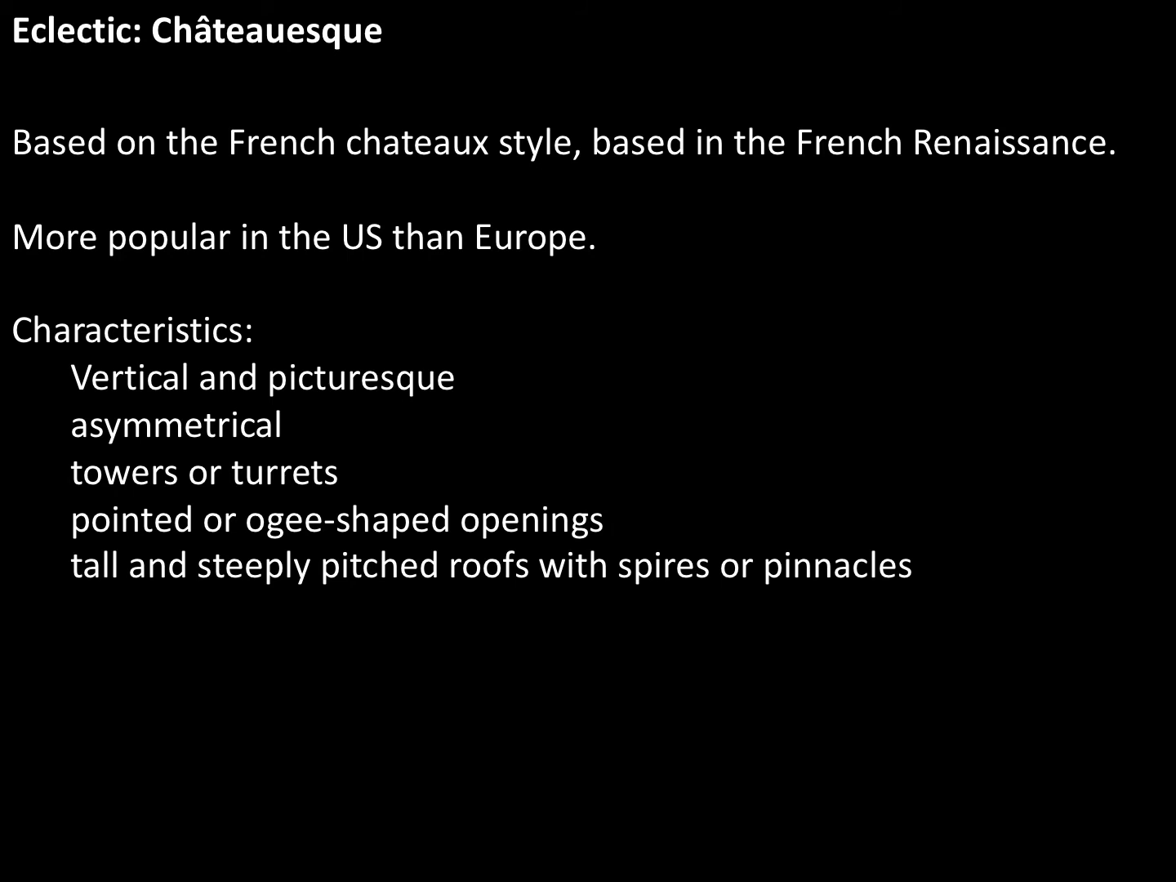The characteristics tend to be very vertical and picturesque, a little bit of a fairy tale look. They tend to be asymmetrical and have towers or turrets. They tend to have either pointed openings or that onion-shaped opening. That onion shape is called an ogee. And then tall and steeply pitched roofs, just like we've seen on all of those French buildings.